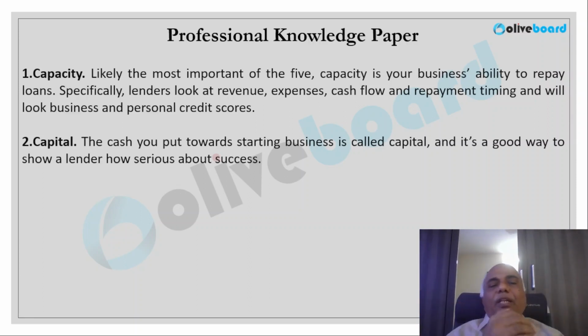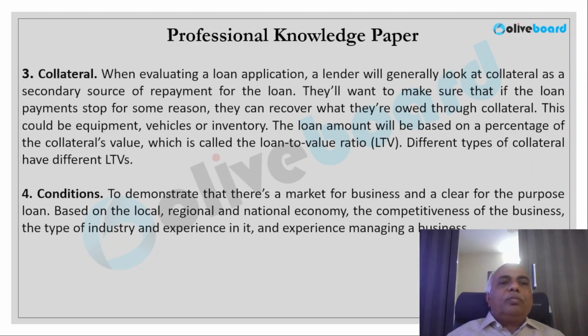So the capital is very important. The capacity of the borrower is also important. In addition to this, the collateral. Once the banks give loans, they will always insist on security. There are two types of securities: one is the primary security, second one is the collateral security.